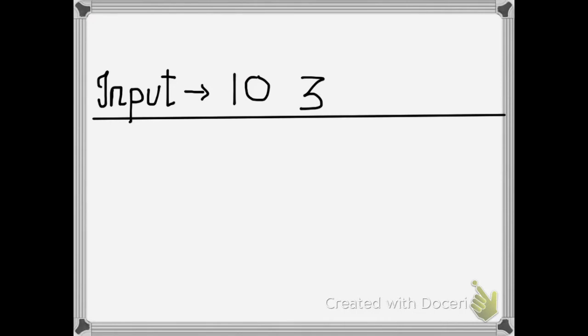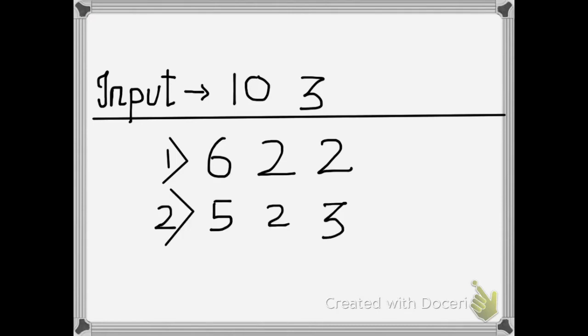The input is 10 and 3. Now what we have to do is divide 10 into 3 such numbers whose product will be maximum, and obviously the addition should be 10. There are many possibilities in which we can divide 10 into 3 numbers. Let's consider some of them. The first is 6 2 2, then 5 2 3, then 3 4 3, and so on. These are just a few examples.